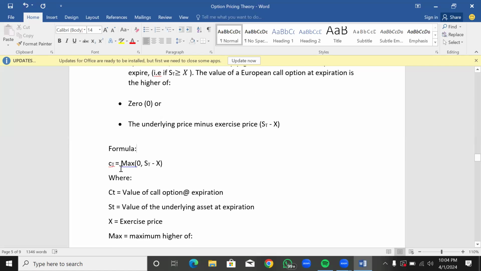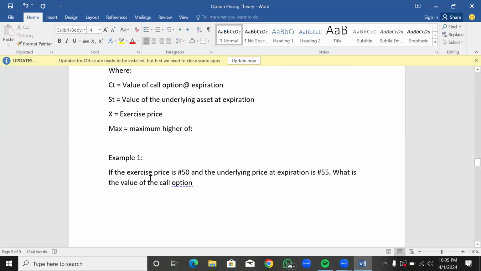What this is saying is, if you have 0 here and here you have, let's say, -2, obviously your 0 is greater than -2. So automatically, the value of your call option is 0 because it's the higher of 0 and stock price minus exercise price. So that is that. I looked for an example. This is just a formulated example, so we can use this to solve.